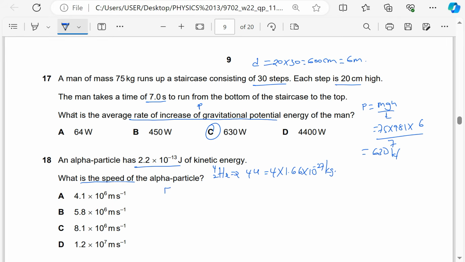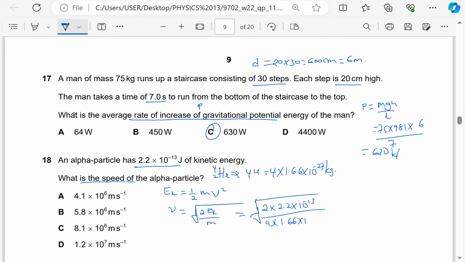So kinetic energy is a half m v squared, which means the speed v is going to be the square root of twice kinetic energy divided by m. So I'll say the square root of 2 times 2.2 times 10 to the power of minus 13 divided by the mass. The mass is under the square root also. 4 times 1.66 times 10 to the power of minus 27.